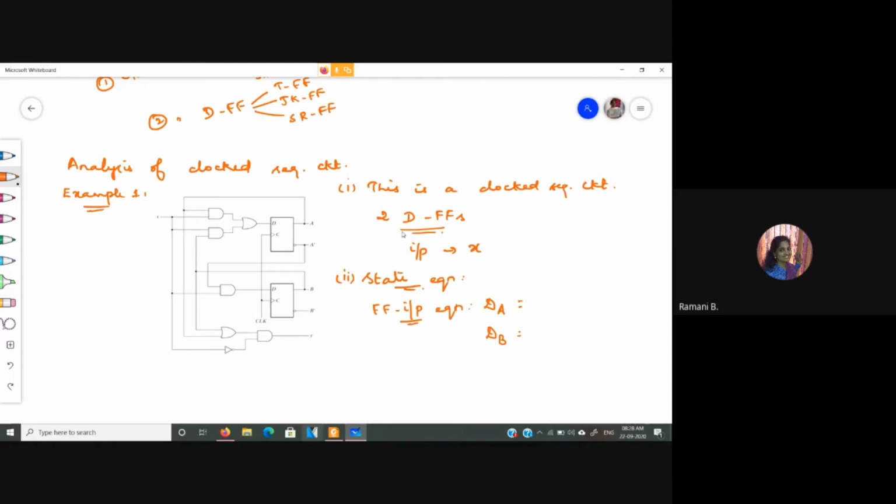So here with DA, what is this? Here you have X input, and this is A feedback. So this is AX, and here this is B input. So this is BX. So DA is the OR operation of AX with BX, right? And with DB, you have A bar, and here we have X again. So DB is A bar X.